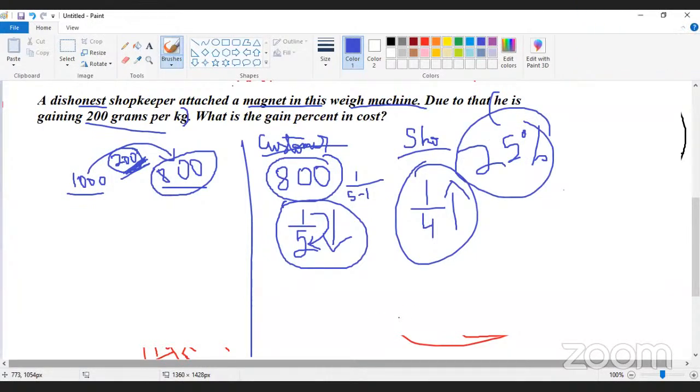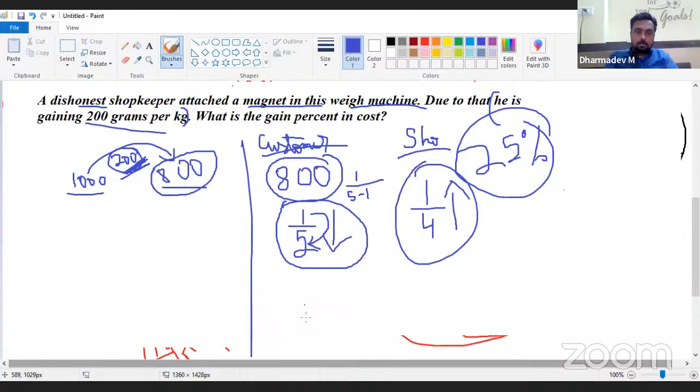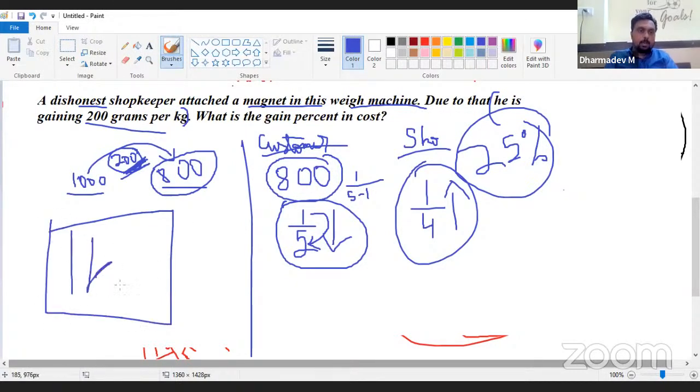Are you clear with that? Sir, explain again, please. Sure. No, sir, not clear. Okay, so let's say that Dilip is going to a shop to buy some sugar, and the shopkeeper gives you a 1 kg bag of sugar, and you think that it's 1 kg, but in his weight machine he has added a magnet. So when you measure it, it shows 1 kg, but the weight machine is taking away 200 grams, and the original weight is only 800 grams. Are you clear with this?